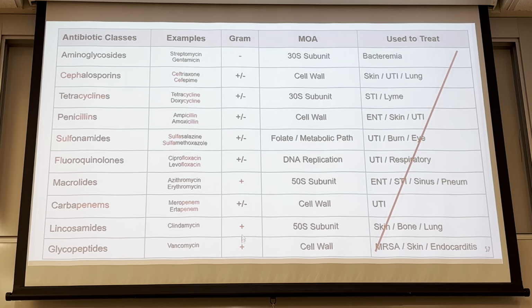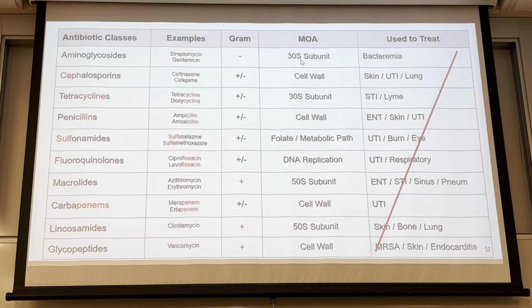So if you write this little chart on the back of your quiz, when you get your quiz, then you'll know all I have to know is negative, plus, plus, plus. The rest I can fill in with broad spectrum, broad spectrum, broad spectrum. Yeah? An easier way to remember.